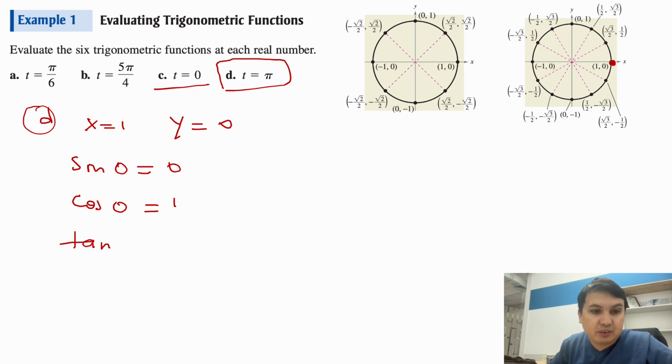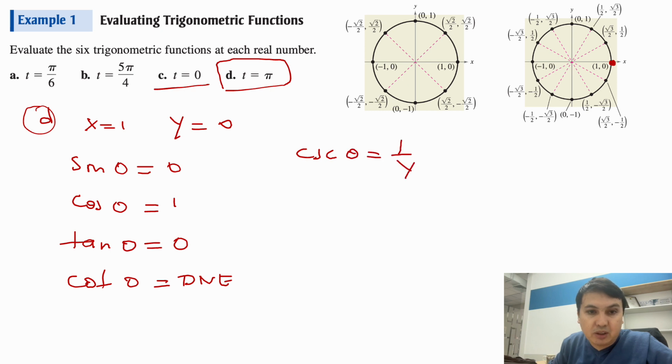tangent of 0 is 0, cotangent of 0 doesn't exist, right? Let's call it DNE. Why? Because you cannot divide by 0. So cosecant of 0 is 1 over y, but y is 0 again, so it does not exist. But secant of theta, that's 1 over x, x is 1, so this is well defined, and so on and so forth.